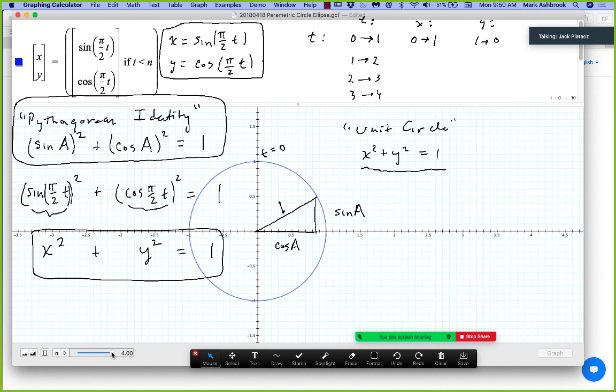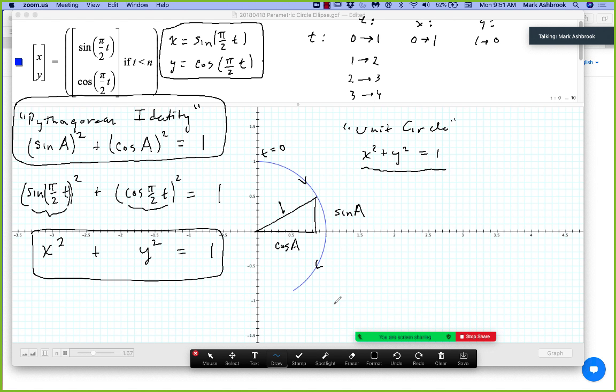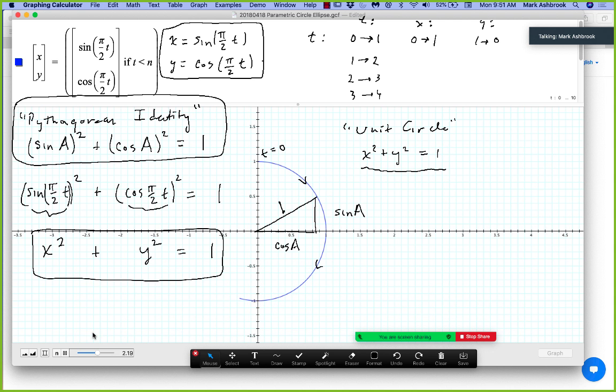Direction. Right. So the parametric function has direction as t increases. Those points are generated in a certain direction, where this is just kind of like a smattering of points all at once. You get all the points at once. There's no real direction associated with this equation. But with the parametric function, we have this direction, and it's clockwise. For this particular function, it generates the unit circle clockwise, as you see it happening right now, as down here you see t increasing.